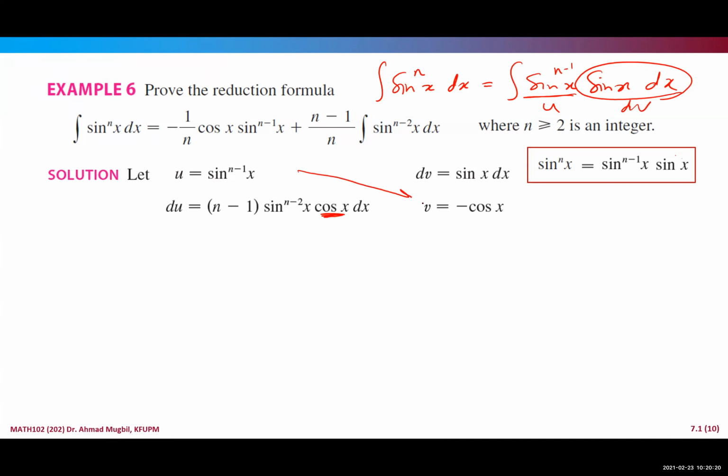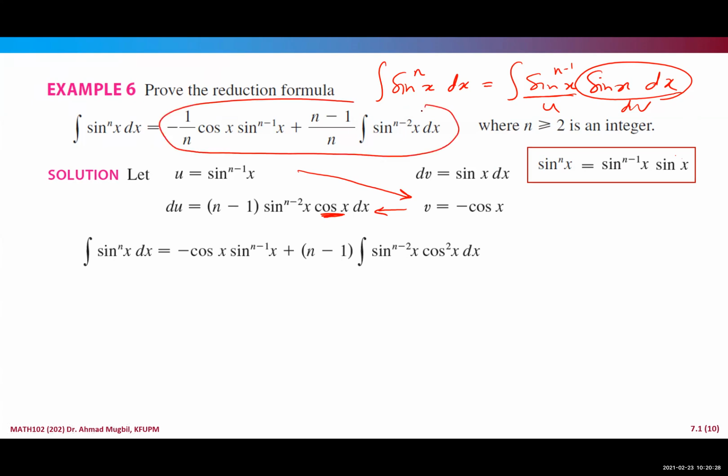Now we have uv minus the integral of v du. This is what we have. Is it the same as the formula that we need to prove? Not yet. We need it to be in terms of the integral of sine only. If you look here, we still have cosine squared. So how do we get rid of this cosine squared?